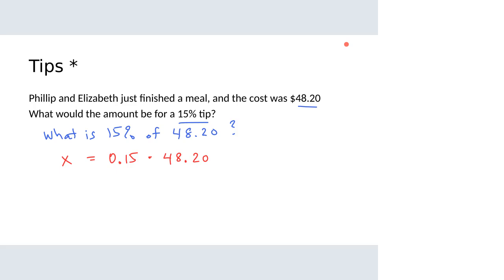Last thing we need to do here then is multiply 0.15 times 48.20, and we wind up with x is equal to $7.23. And so a 15% tip would be $7.23. Let me know if you have questions. And we're going to continue with some of these real world percent type questions.